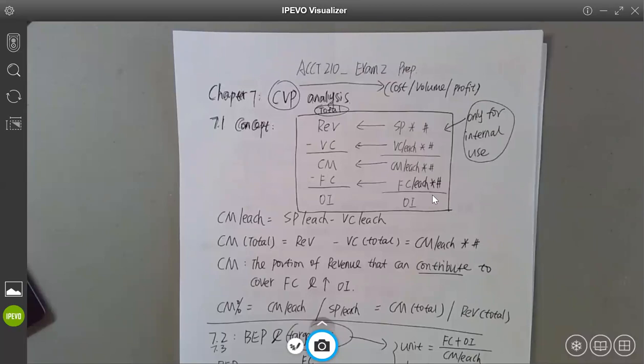Chapter 7. Chapter 7 is talking about CVP analysis. I assume most of you like this chapter. I think the concept is straightforward.